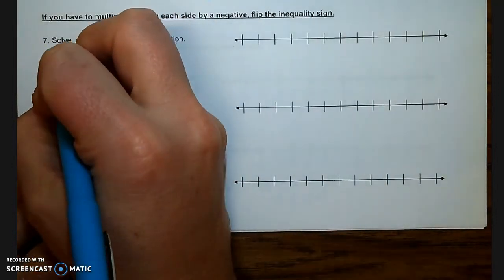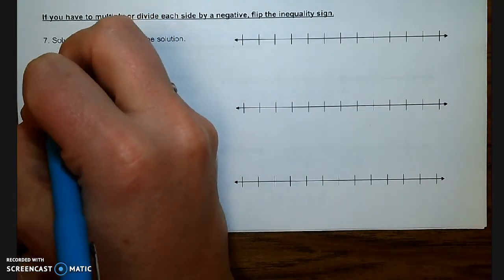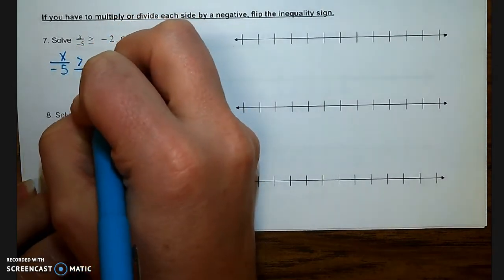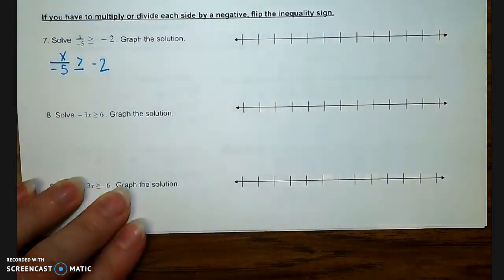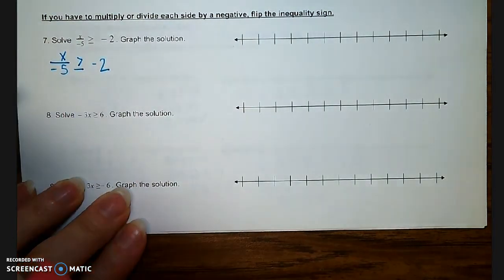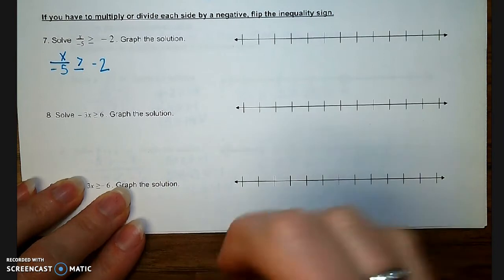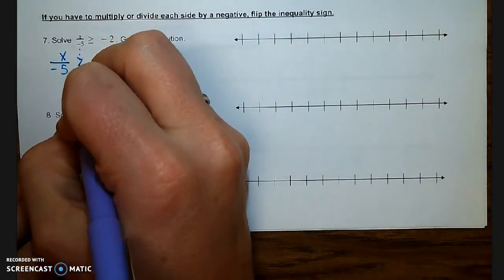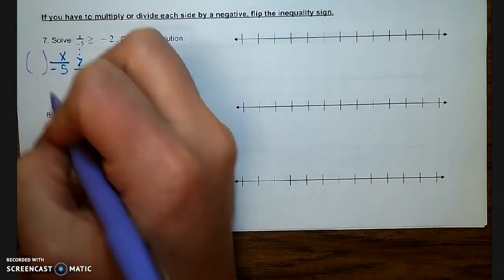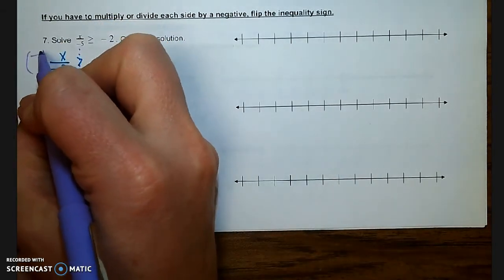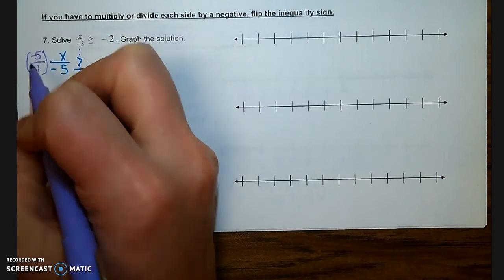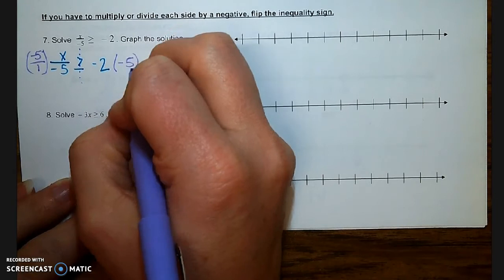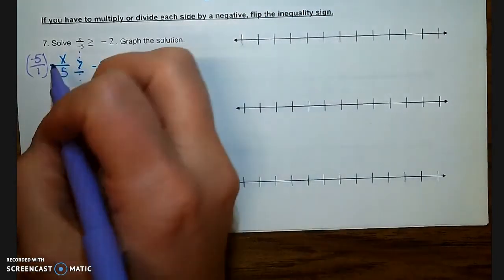So I have x over negative 5. So x divided by negative 5 is greater than or equal to negative 2. As soon as we see that we're dividing by negative 5, we know that to undo that, we're going to need to multiply by negative 5. And because this is written as a fraction, I'm going to make my negative 5 a fraction by putting a 1 underneath it. On the other side, I don't need to do that because that side's not a fraction.